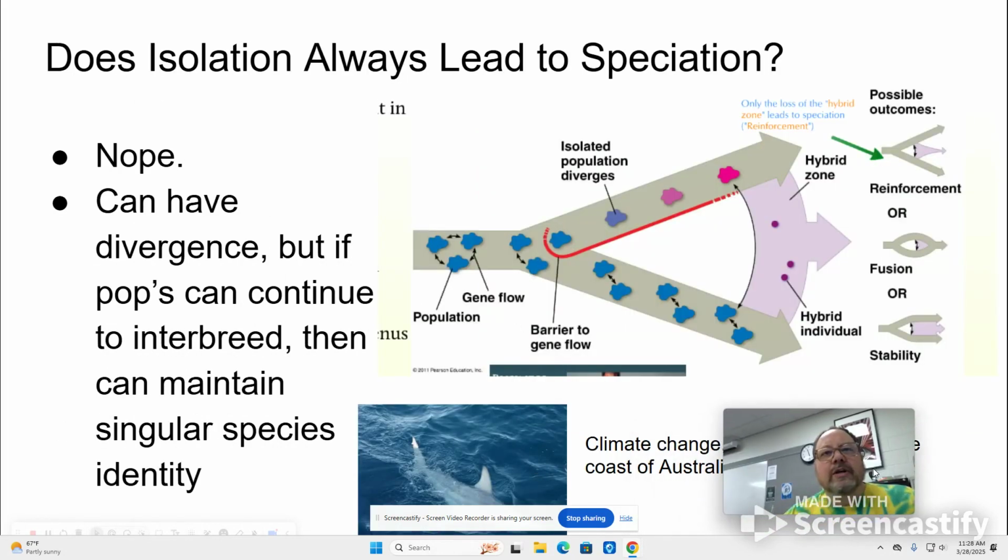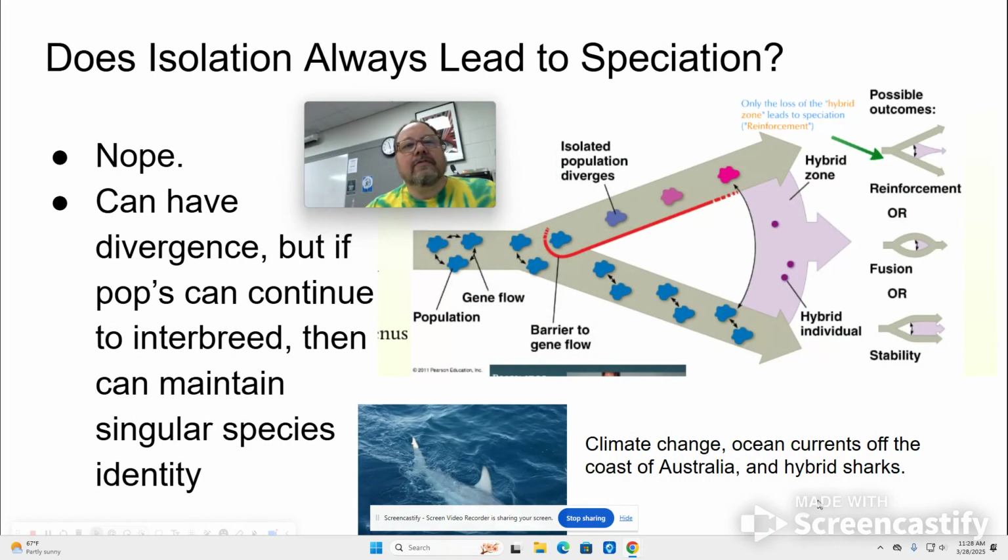Now, a fair question is, okay, if this change is afoot, if these populations are either physically or otherwise separated from one another and start to accumulate differences, is that going to lead to the creation of new species? And the best answer in biology, of course, is it sort of depends.